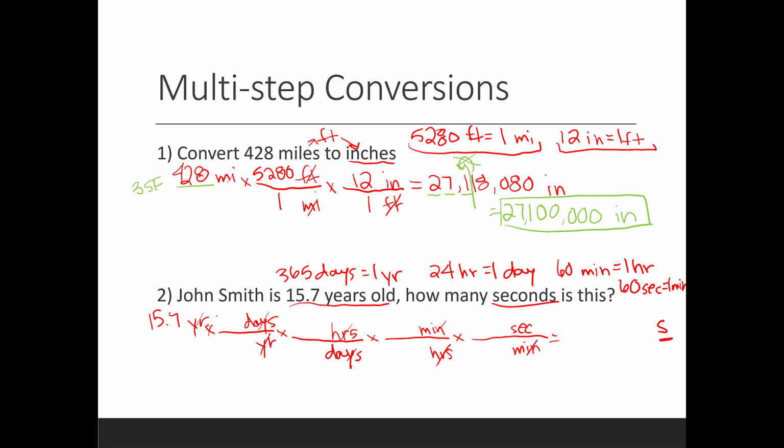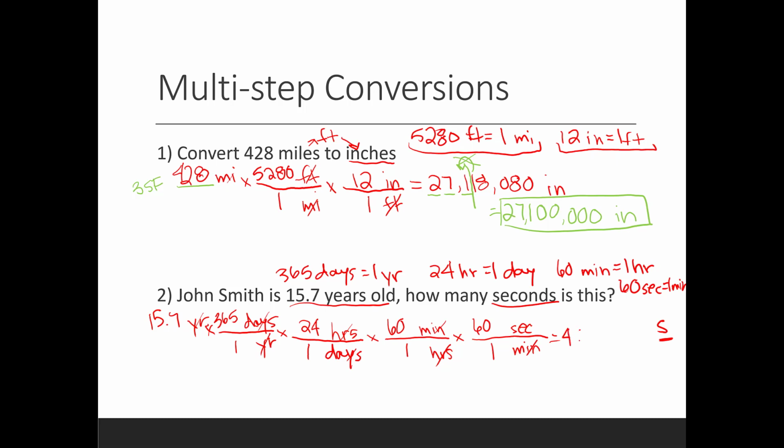Well, there's 365 days in 1 year. We know that there are 24 hours in 1 day. We know that there are 60 minutes in 1 hour. And we know that there are 60 seconds in 1 minute. So once we fill in those conversion factors, all we have to do is multiply. You'll notice that everything in the denominator is a 1. That just works out for us. So we just solve 15.7 times 365 times 24 times 60 times 60. And our final answer is really big, just like we predicted.